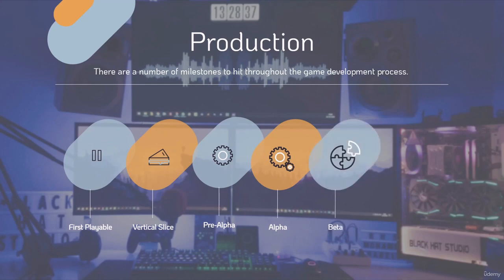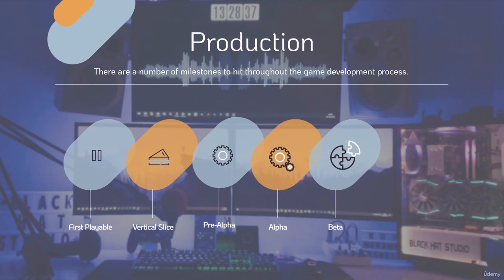Beta is the stage of video game development when the game is almost complete and has a full range of content and functionality. The beta version of the game is released to a wide range of players and it's used for final testing, for bug detection, and of course for feedback collection.